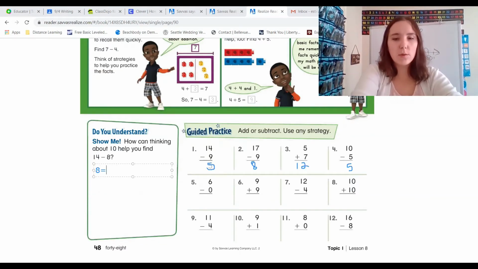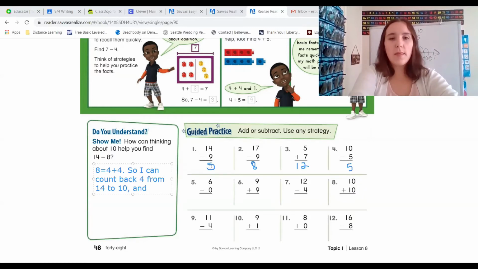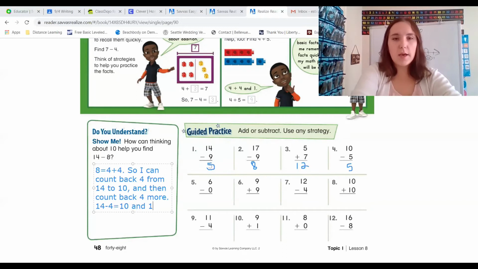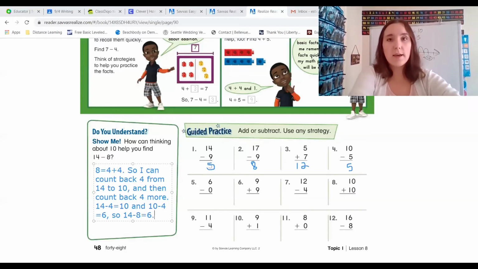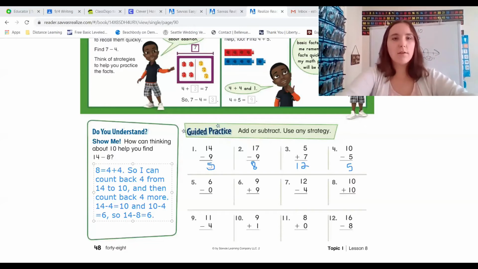Okay, let's talk about the do you understand problem. We know that 8 equals 4 plus 4. So I can count back 4 from 14 to 10 and then count back 4 more, because 4 plus 4 equals 8. 14 minus 4 equals 10, and 10 minus 4 equals 6. So 14 minus 8 equals 6. That's how we can think about a 10 to help us solve 14 minus 8.